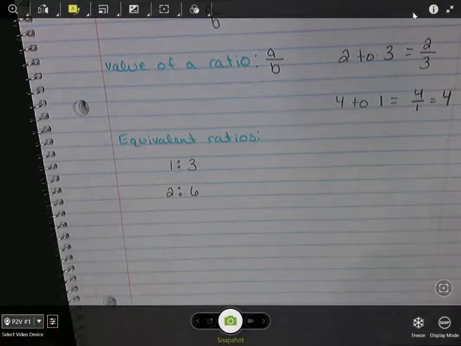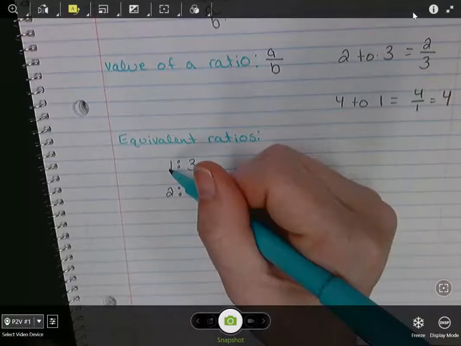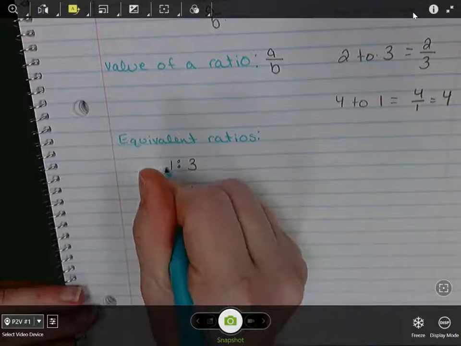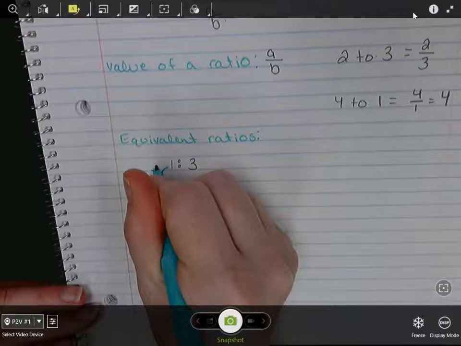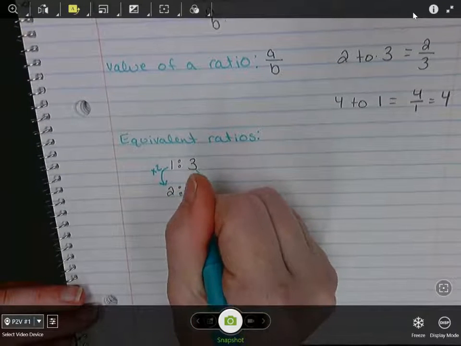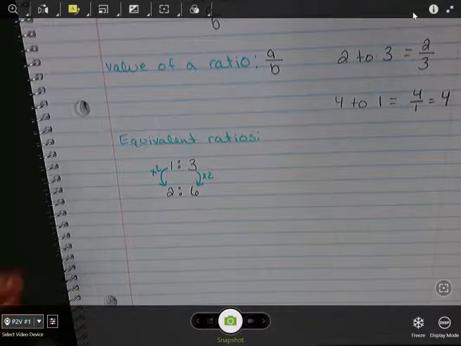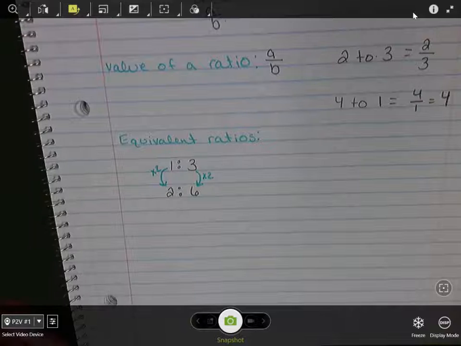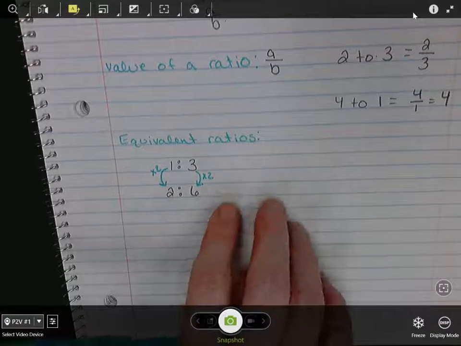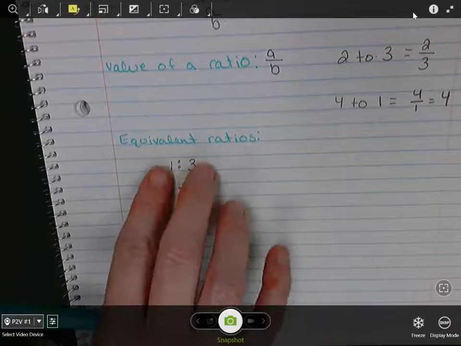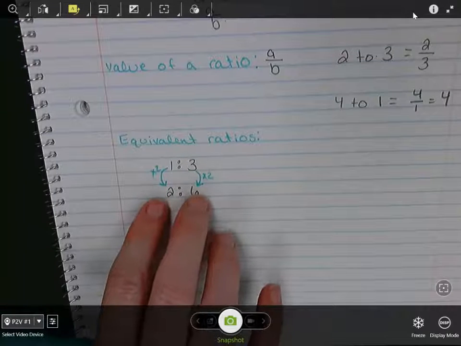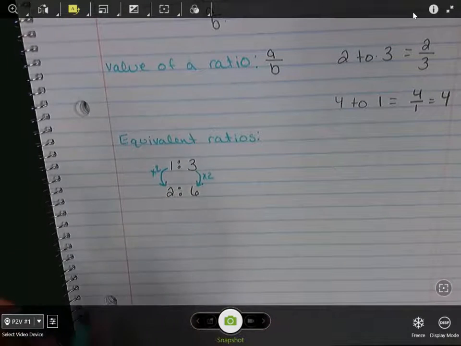Okay. How I know they're equivalent is I would have to multiply 1 by 2. And I would have to multiply 3 by 2. It's just like equivalent fractions. You know, if you multiply the numerator and the denominator by the same number, they're equivalent. Same thing with ratios. As long as you are able to multiply them by the same number to get the other ratio, it would be equivalent.